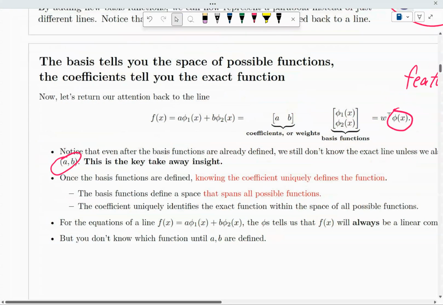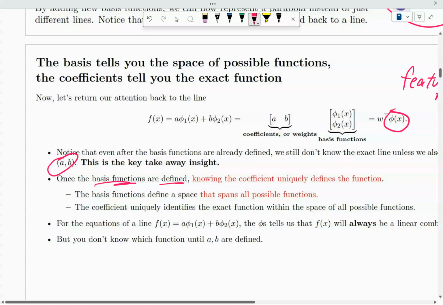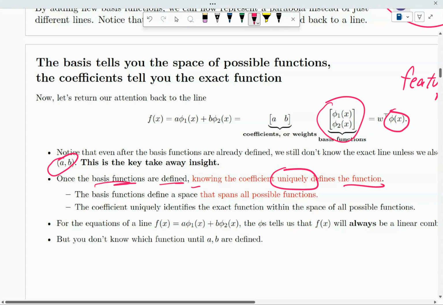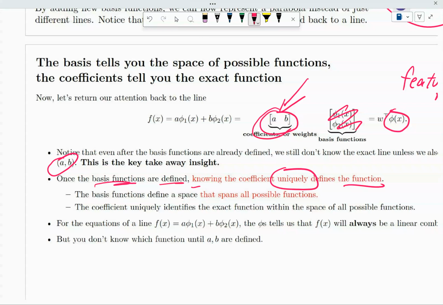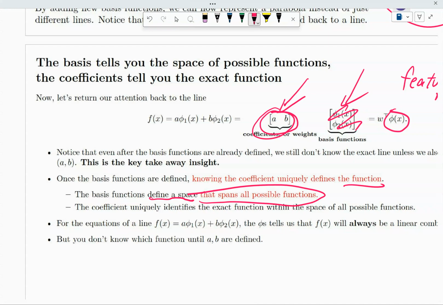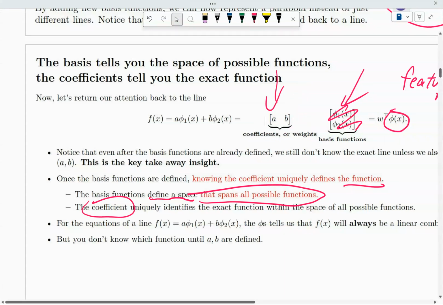So once the basis function is defined, we've decided on a set of basis functions. These are the functions I want to use. Knowing the coefficient uniquely, and the key word here is uniquely, defines a function. So once you know which basis we're using, we can essentially forget about this. By knowing which A, B, C, D we're picking, this uniquely tells us which function we're talking about. So the basis function defines a space that spans all possible functions. This tells you all the possible functions you could have. The coefficients tell you which function exactly we're talking about.